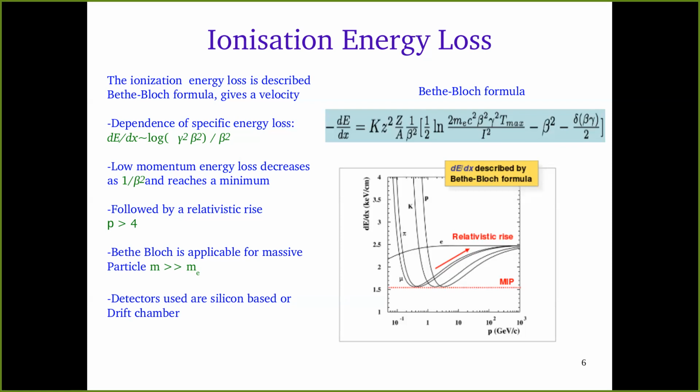Now, one thing I think you have already noticed is that this Bethe-Bloch formula is not applicable to the electron. You see the electron behaves completely differently in this dE/dx versus momentum curve. So can anyone tell why it is so?